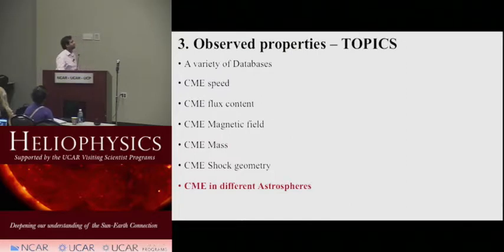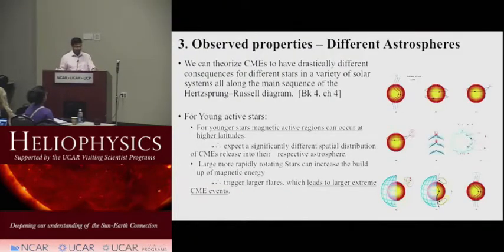We were alluding to some of this earlier, in talks about the effect CMEs have on different astrospheres. What I wanted to get an idea of is that, with these concepts, we can theorize how CMEs can have drastically different consequences at different stars, because many of these stars can be at different places on the main sequence of the Hertzsprung-Russell diagram.